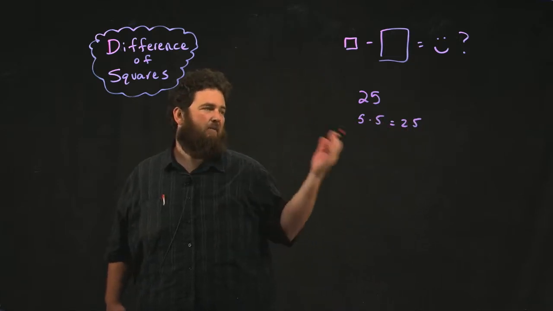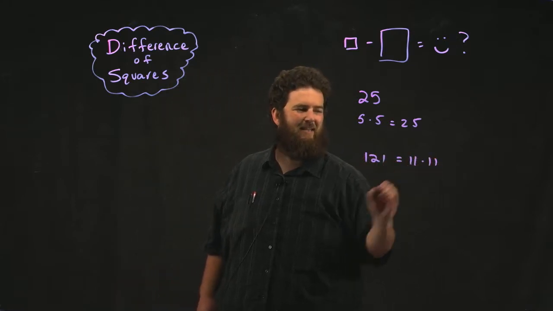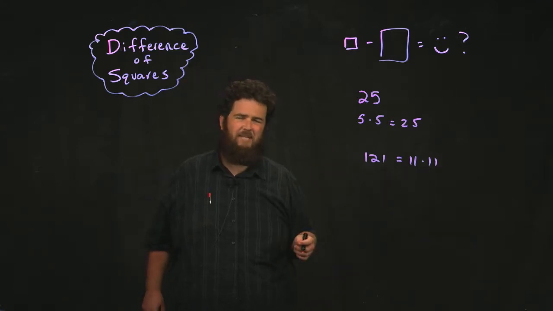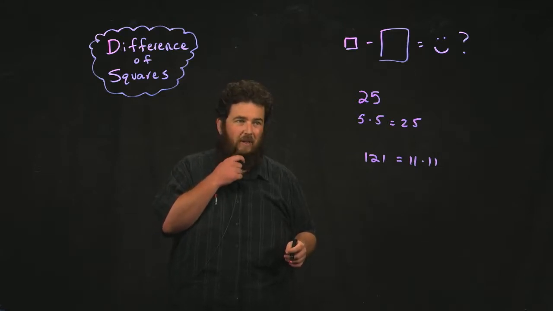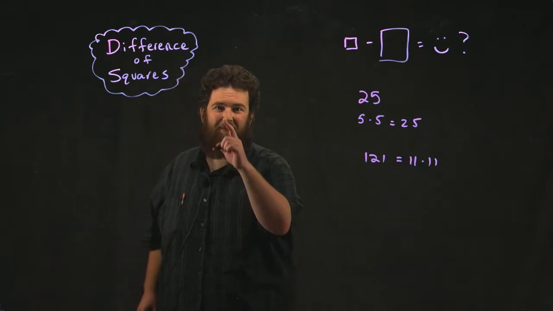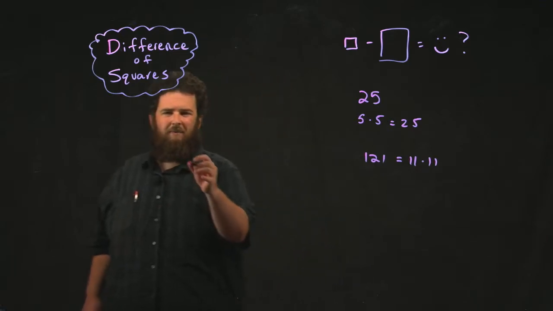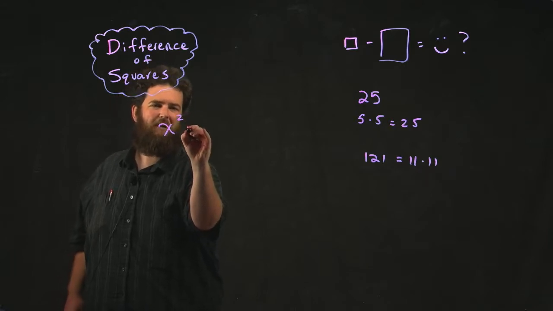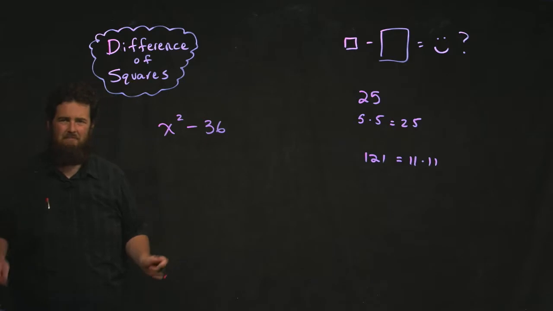Maybe we can think of, I don't know, 121. That's a perfect square because 11 times 11 is 121. Now, what does that have to do with factoring difference of squares? Well, what if we had something like a variable squared and a number squared? What I'm talking about is the expression x squared minus 36. Can we factor that? You betcha.